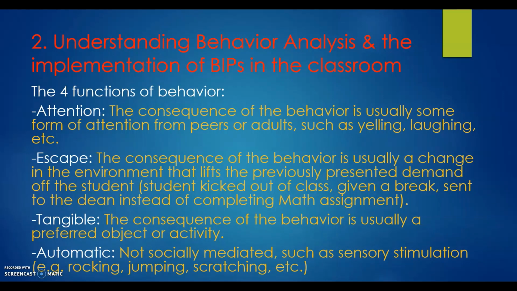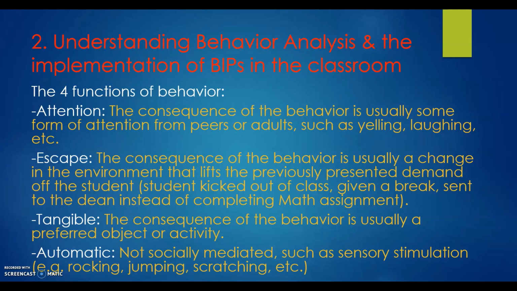So there are 4 functions of behavior, and any behavior that's happening and can be observed and can be measured should fall on one of these functions, or maybe multiple of them. The first one is attention. So the consequence of the behavior is usually some form of attention from peers or adults, such as yelling, laughing, etc.